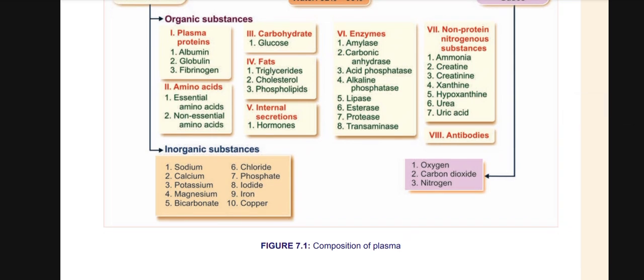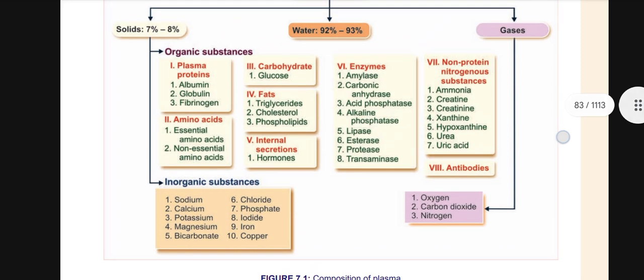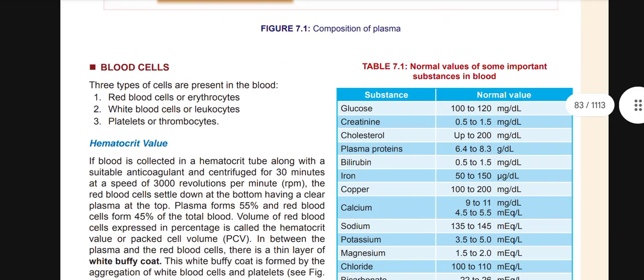This is the general composition of plasma, the 55% part of the blood. And the 45% blood cells are of three types generally present in the blood. One is RBC or erythrocyte or red blood cell or red blood corpuscle. Second, white blood cell or WBC or leukocyte or white blood corpuscle. Number three, platelet or thrombocyte. So one, erythrocyte, two, leukocyte, three, thrombocyte, or RBC, WBC, platelet.